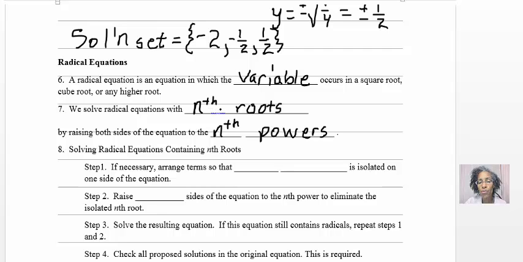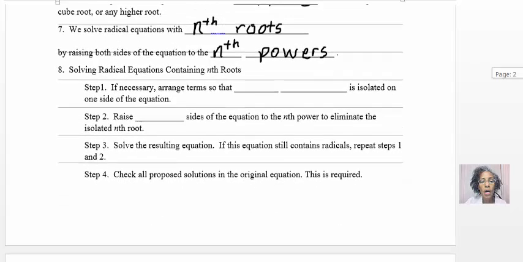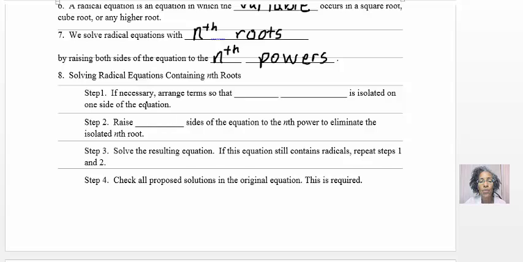To undo an nth root involves using an nth power. So here's my process for solving radical equations containing nth roots. If necessary, arrange terms so that one radical is isolated on one side of the equation.